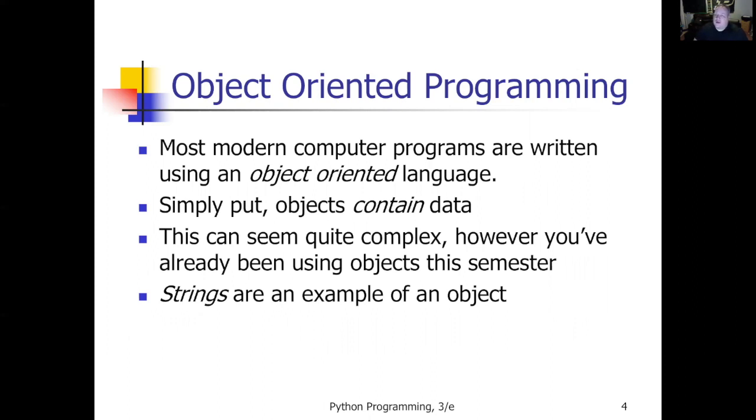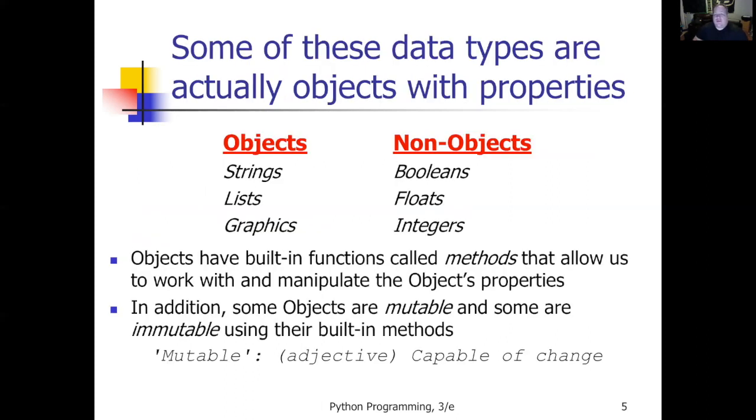Most modern computer programming languages are what's called object-oriented languages. Basically, those objects contain data, and that data is more than just a number. X equals 5, I'm assigning the integer 5 to x. All it contains is that integer, and that's it. A list might contain a lot of different data sets. So the object contains data, and an object has properties. As I said, strings are a good example of an object. So some of these data types are actually objects with properties: a string, a list, graphics objects. Those are all objects, but not Booleans, floats, and integers.